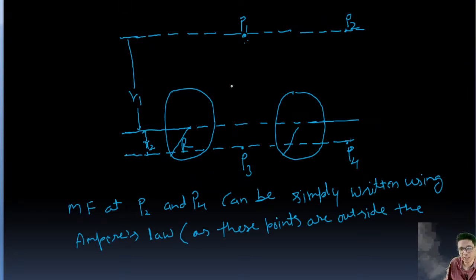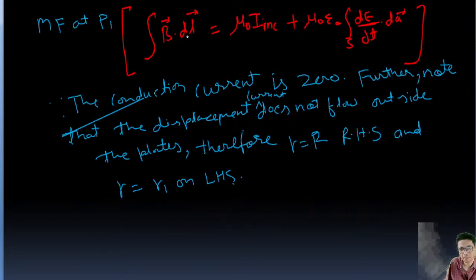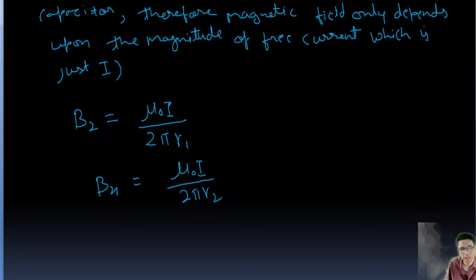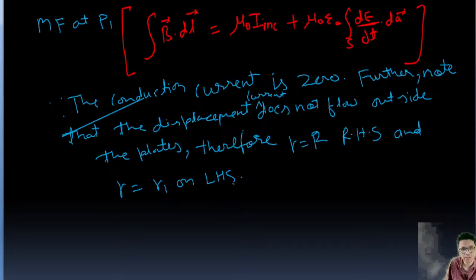So here we'll use this formula. This is the left hand side and this is the right hand side. This is going to be 0 because the conduction current is 0. Here the displacement current will flow inside the plate, so we take small r equal to capital R, the radius of the circular plate, and on the left hand side we take r equal to R1, because R1 is this transverse distance.